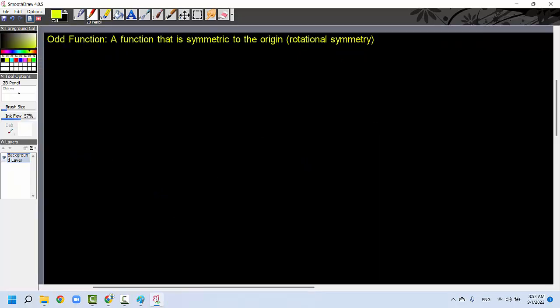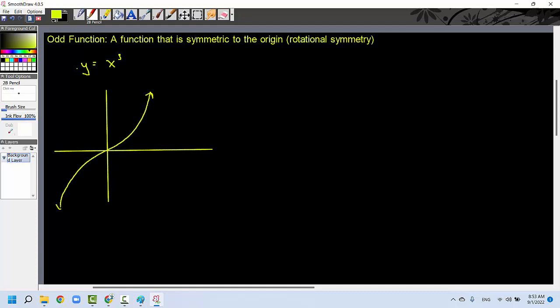And we are back now with the definition of an odd function. An odd function is defined as a function that is symmetric to the origin or has rotational symmetry. And so in order to illustrate this, I'm going to first start off by drawing an example of an odd function. If I was to do y equals x to the third power and draw this thing, it looks like this.